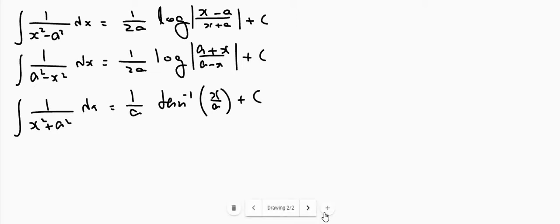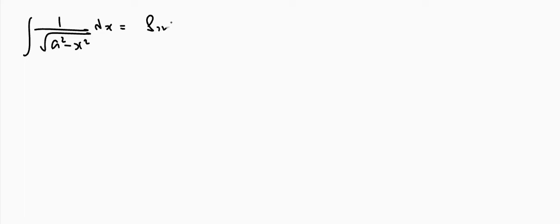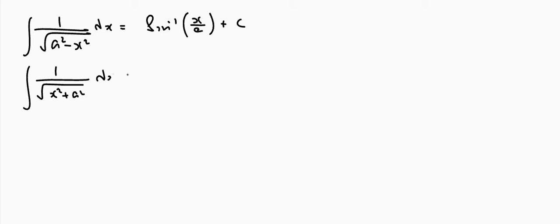The next result is integral 1 by root of a square minus x square dx is equal to sine inverse of x by a plus c. Next, number 5, integral 1 by root of x square plus a square dx is equal to log modulus x plus root of x square plus a square plus c.